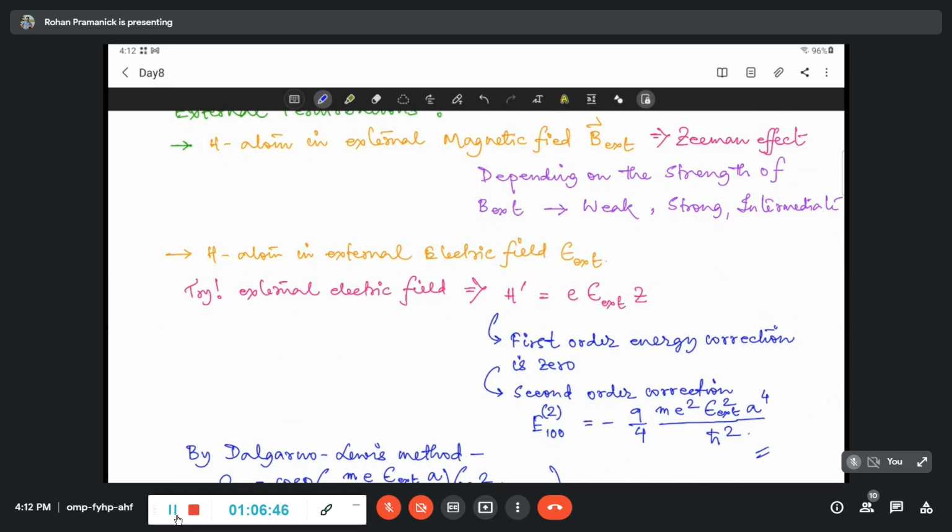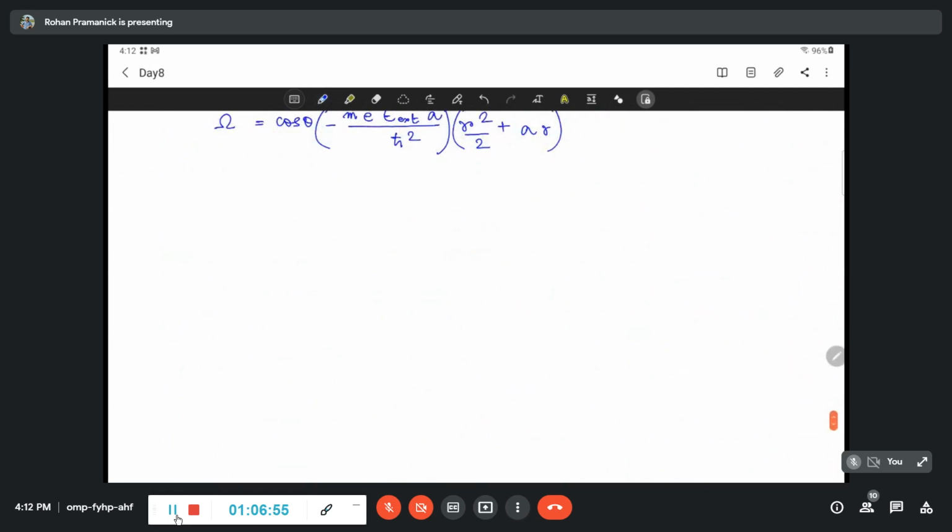Okay, so I will just write down this expression, nothing more, so that you can do it by yourself. Let's say you want to calculate the weak magnetic field Zeeman effect. So what do you have?